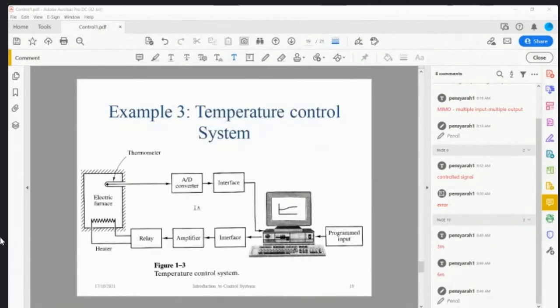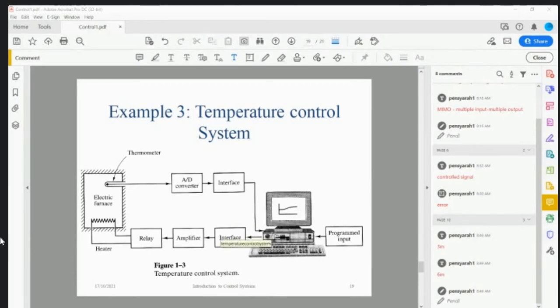All right, last one is the temperature control system. We have a heater. The heater is the process there, the heater in the furnace. The actuator is the relay. The sensor is a thermometer. And then the controller will be designed in this PC-based system, in the PC. So the user provides input to the controller system.